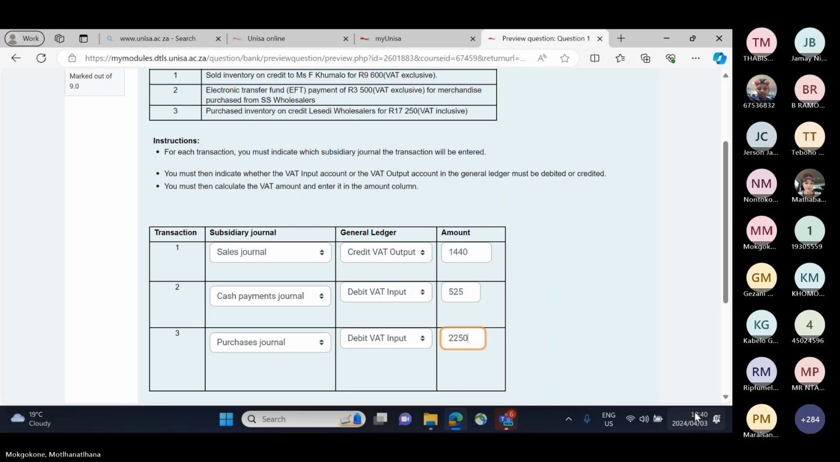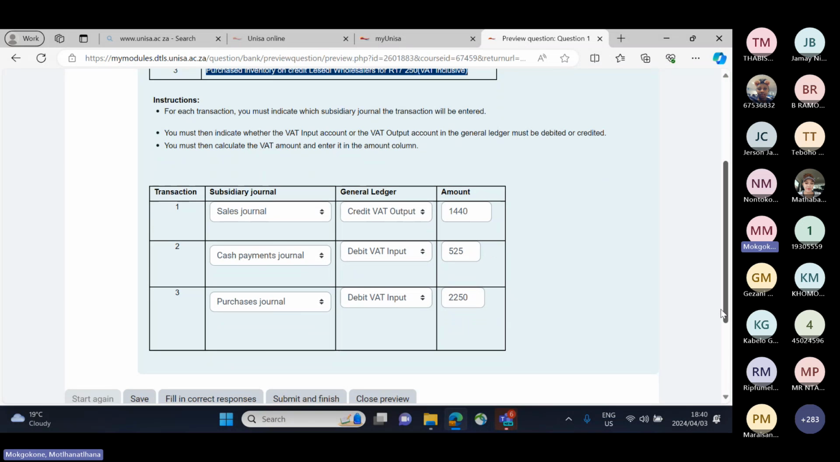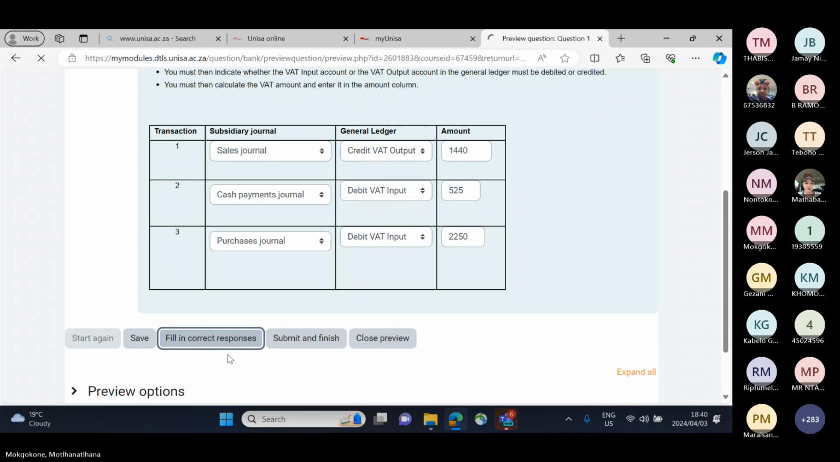2250. Here, remember the two accounts involved here will be purchases and our trade payables, because we purchased on credit. Here we debited purchases with the amount excluding VAT. We debited VAT input. We credit Lesedi wholesalers or trade payables with the full amount including VAT. Then this is your solution.